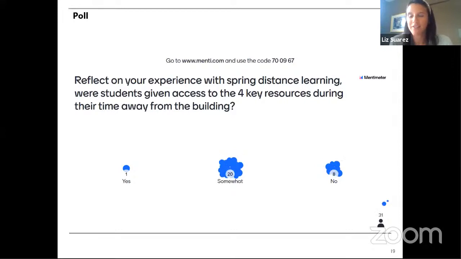So far, our responses are very much in alignment with what I have been hearing and seeing from our partners across the state. A lot of somewhats, a few yeses, and a few nos.